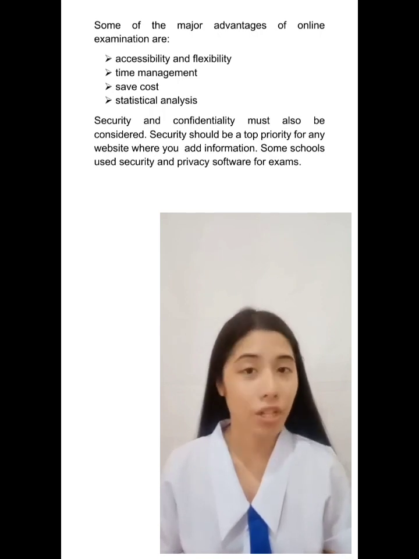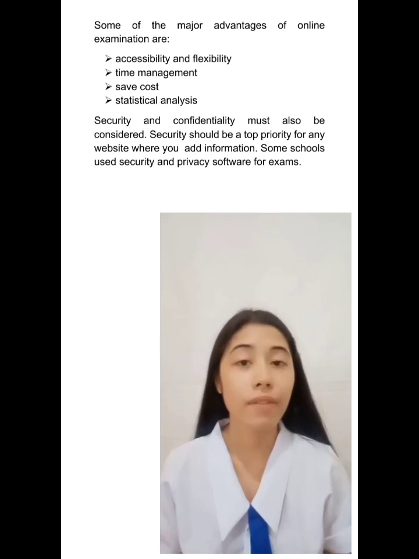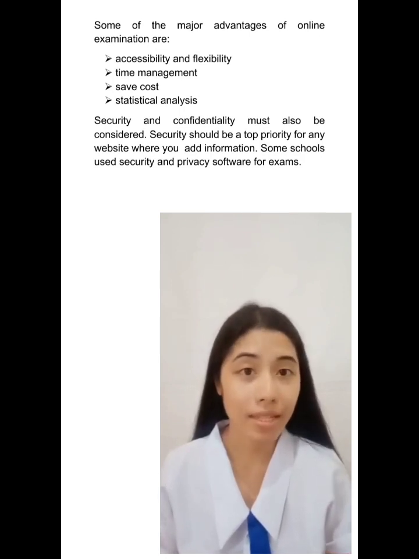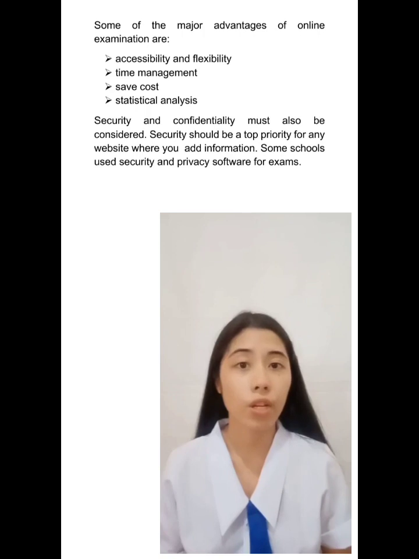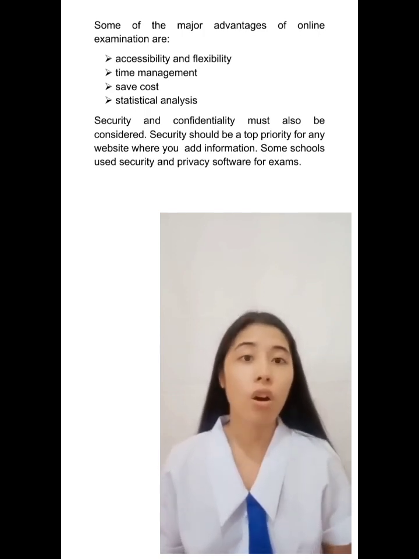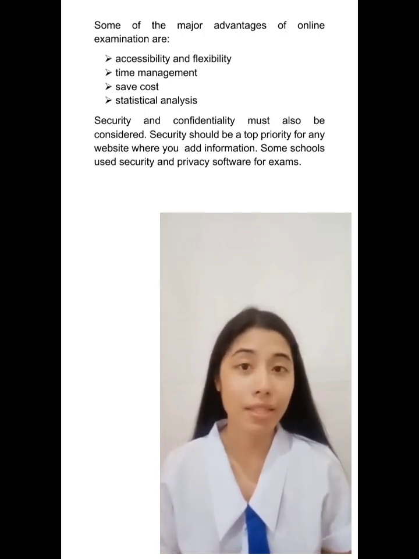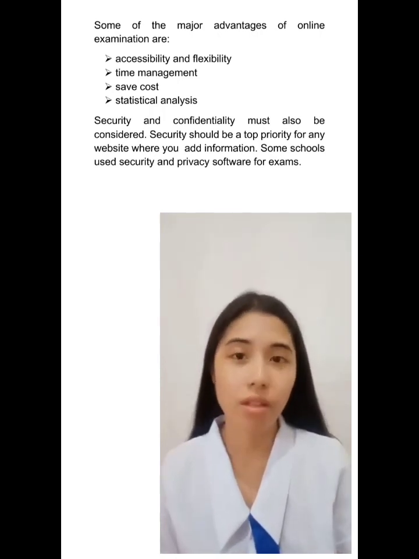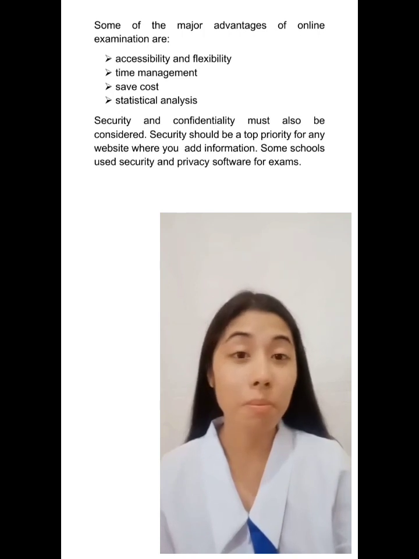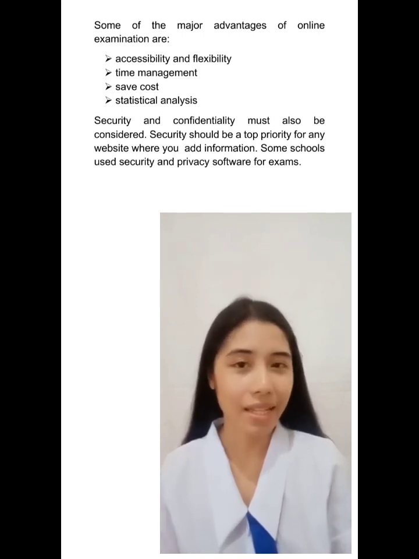Second, time management. Since online examination systems help in saving time, the lengthy formalities and processes involved in creating question papers, answer sheet evaluation, and declaration of results get completely eradicated with the easy availability of computers and internet. Next is saving cost. When an exam is based on an online platform, there is a considerable decrease in cost. The cost of paper and photocopying are eliminated.